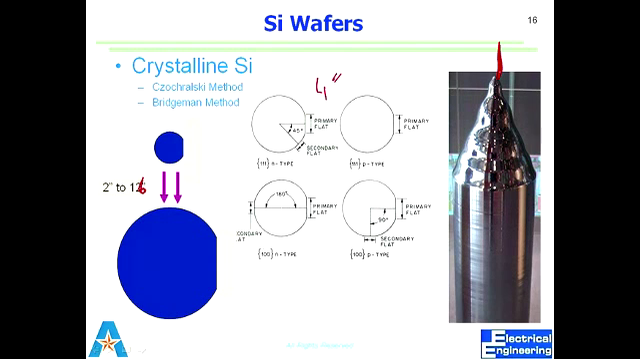So there are two ways we make crystalline silicon. One is called the Czochralski method. The other is Bridgman or moving. We'll see what that is called. I'm forgetting the name. But remember the flats.